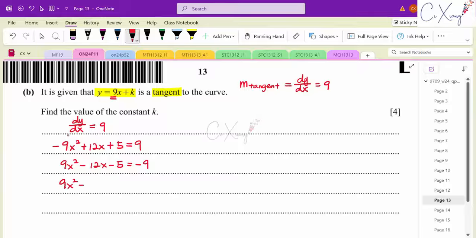Okay, so if you try to simplify it, you'll have negative 5 plus 9. Sorry, there's no negative 9, it's plus 9, positive 9. Wait, let me have a look. Did I make any careless mistake? Maybe it will be easier for me to change everything here. So negative 9x squared plus 12x plus 5 minus 9 equals 0. So I have negative 9x squared plus 12x minus 4 equals 0. Then when I want to make the 9x squared positive, it's easier for me to change the whole thing.